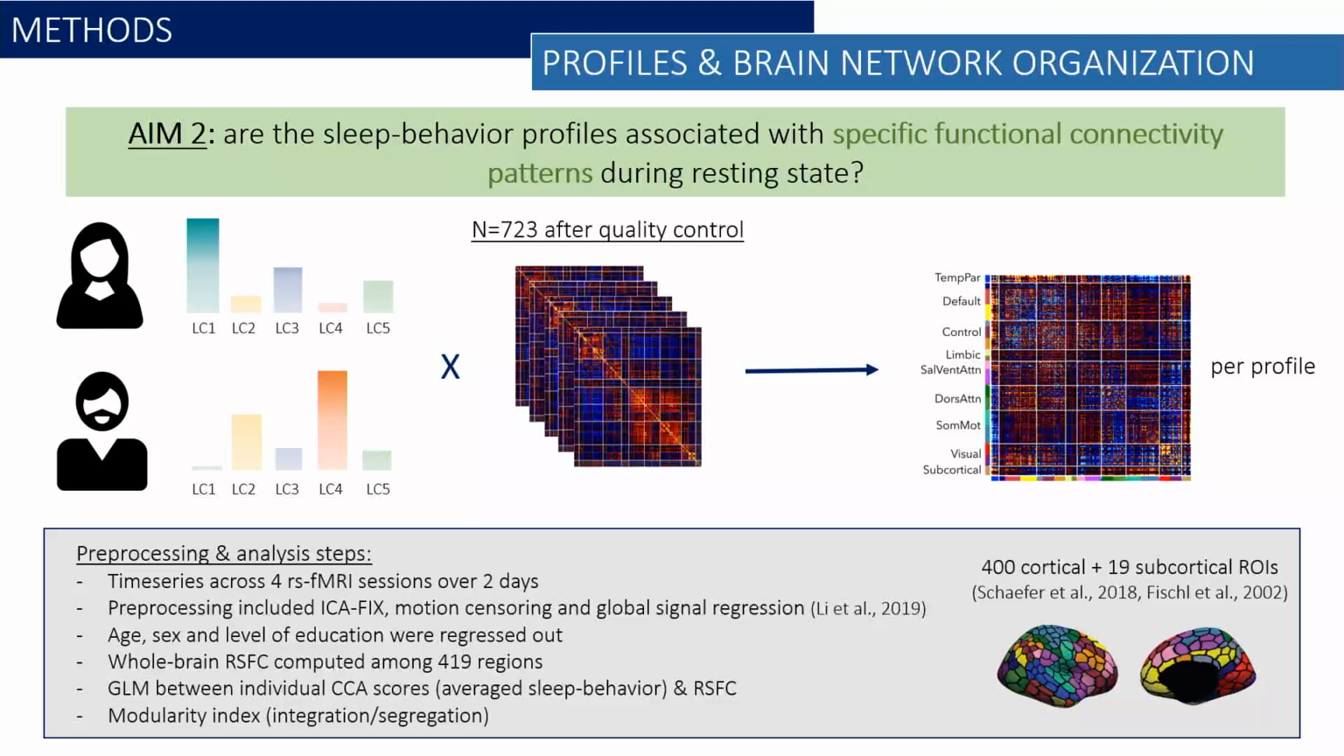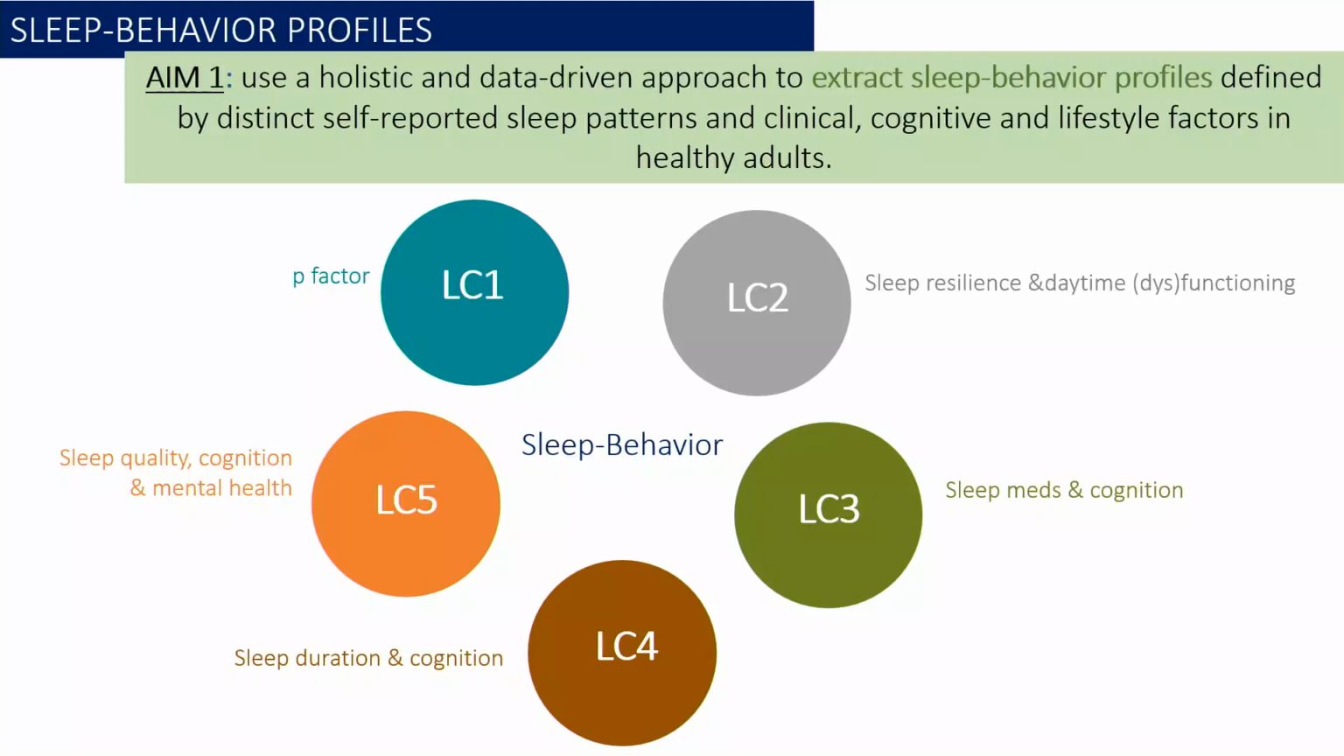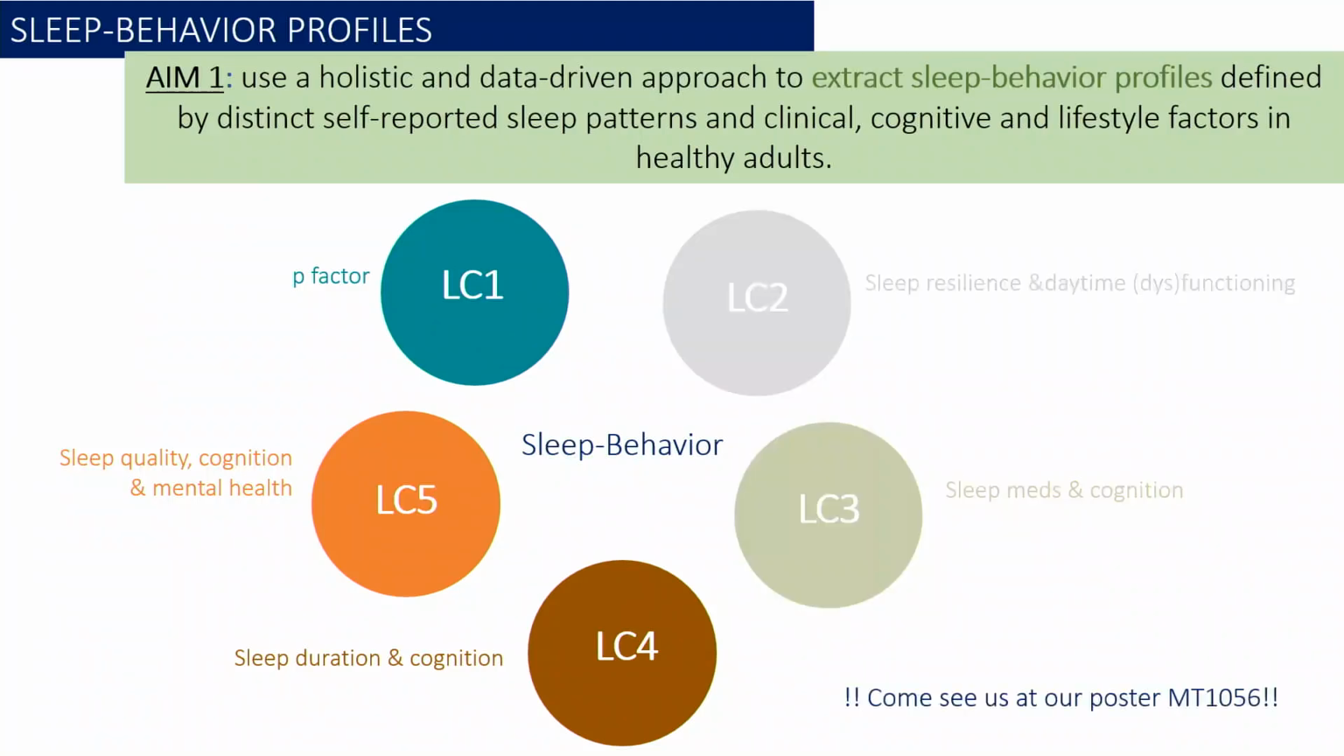Once you have profiles, the idea was, can we have a biological signature out of these profiles? And this is why we were looking into brain network organization of each of these profiles. To do this, post-hoc, we did association between individual profile score and individual whole brain resting state functional connectivity, which gives us a functional connectivity signature per profile. So we obtained 5 sleep behavior profiles. Unfortunately, I'm only going to present 3 because of time constraints, but please come to our poster if you want to debate the others.